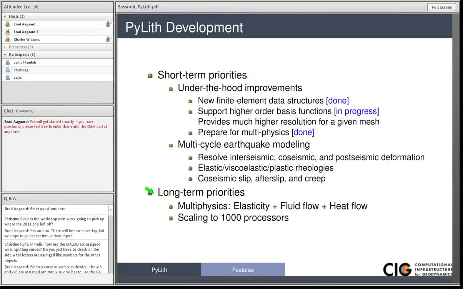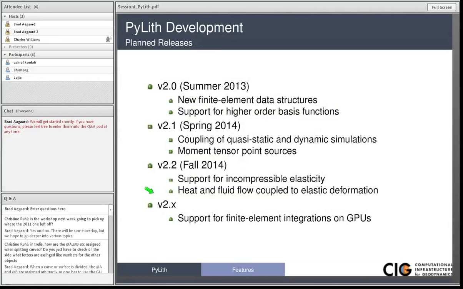Longer term goals include multi-physics capabilities that we're preparing for now, such as coupling of elasticity with fluid flow and heat flow, and then scaling to larger problems. So really being able to look at some of these deformations at fine scale requires scaling to on the order of 1,000 processors or several thousand cores.